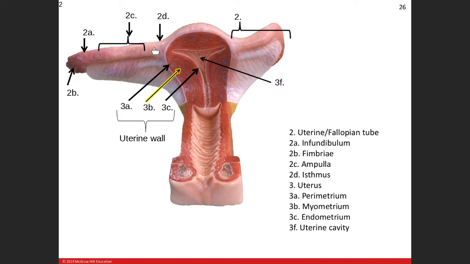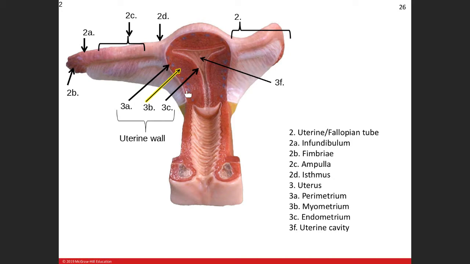We can see here that's the fallopian or uterine tube. At the very end, you have these finger-like structures. Those are referred to as the fimbria. And then medial to the fimbria, we have the infundibulum. After the infundibulum, we have the ampulla. This is usually where fertilization will take place. And then finally, just before we get to the actual uterus here, we have the isthmus.